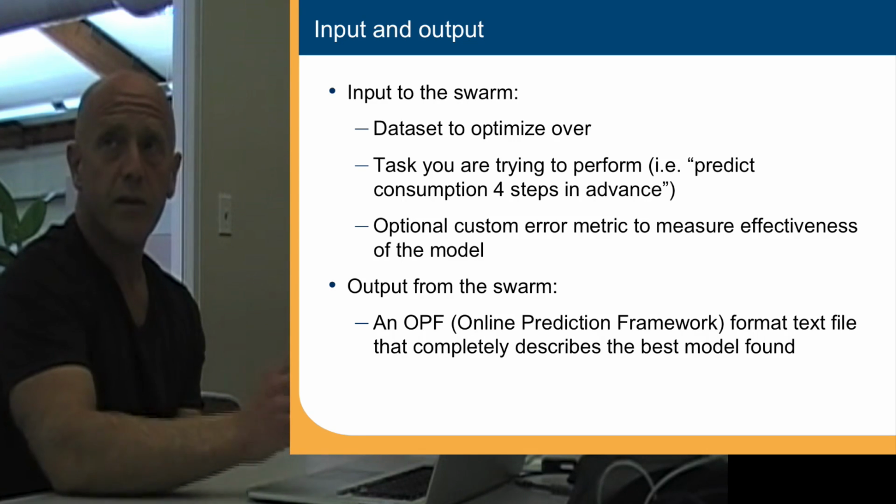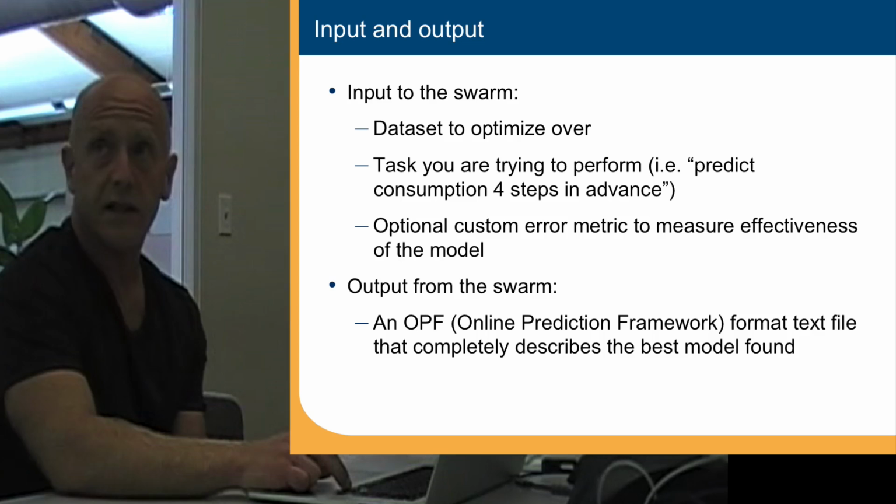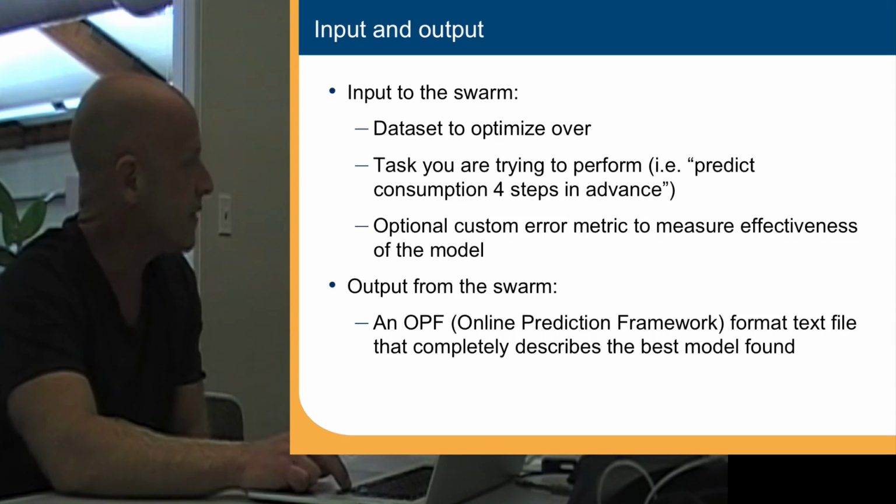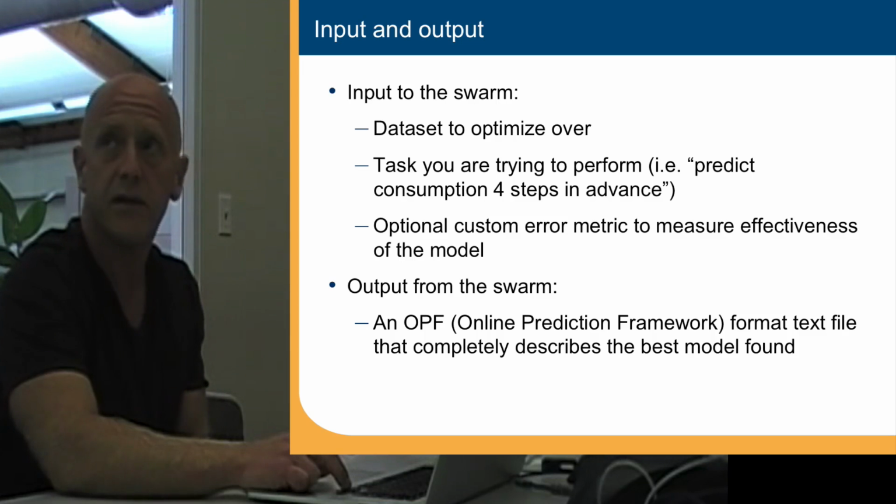The output from the swarm is a text file. It's a description.py text file that can be in turn fed into the OPF, which is an online prediction framework. This text file has everything you need to completely describe the model.